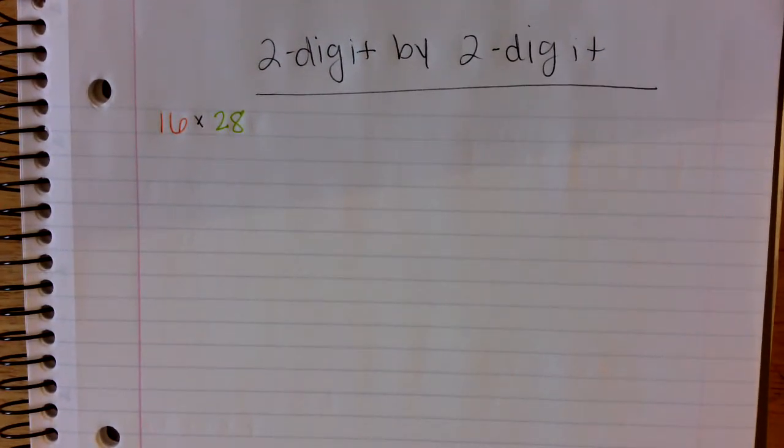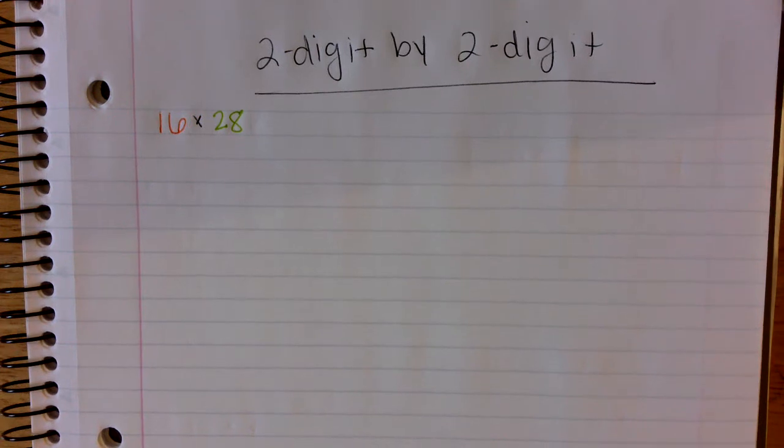All right, so this next part, we're going to be learning how to multiply two-digit by two-digit numbers. Just like we multiplied four-digit by one-digit, we've got to do two-digit by two-digit. Now, we still need to use that area model, okay? But the area model is going to look just a tad bit different.